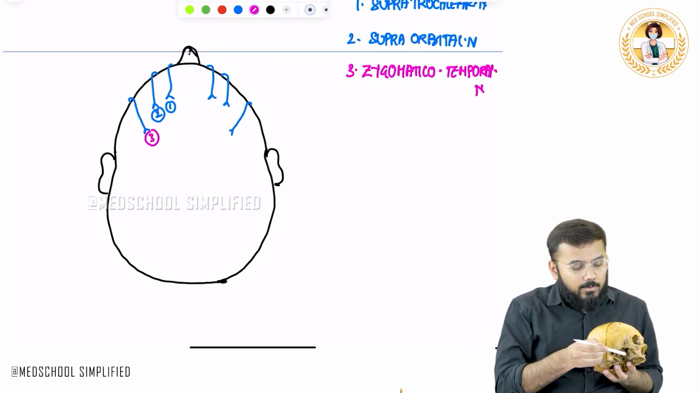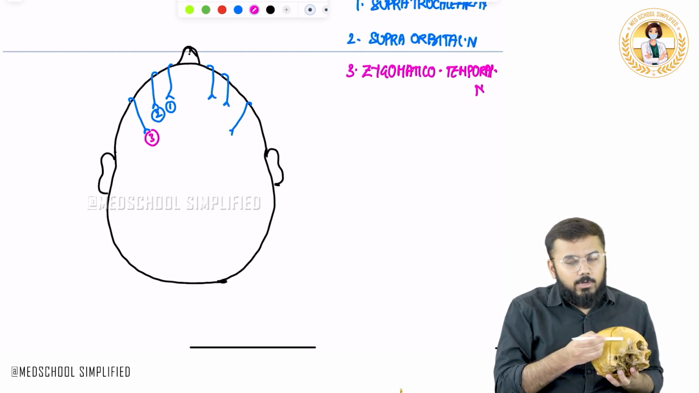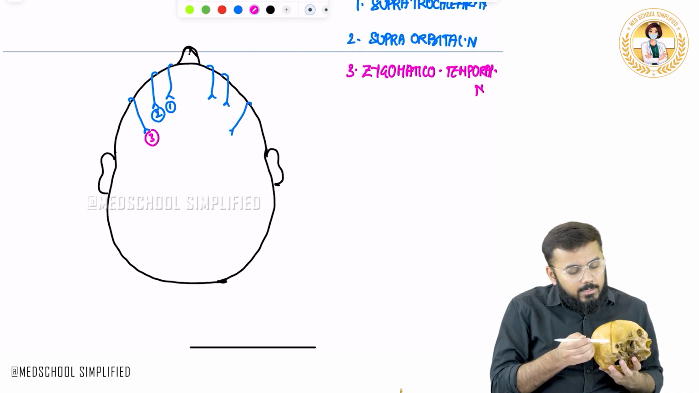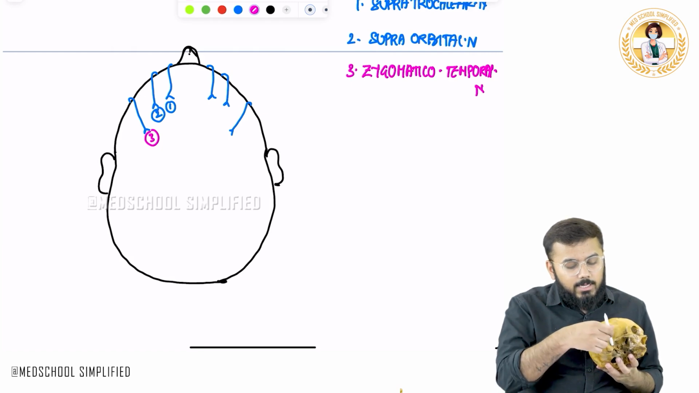So exactly from here there is a nerve passing above the zygomatic bone, above the temporal bone, and supplying here. So this nerve is called zygomatico-temporal nerve. Now just behind this is your ear, right? But still this is your temporal bone. So above the ear, this is your ear canal, right?